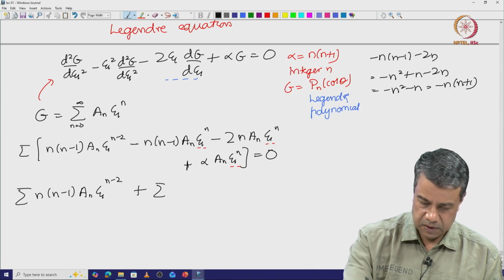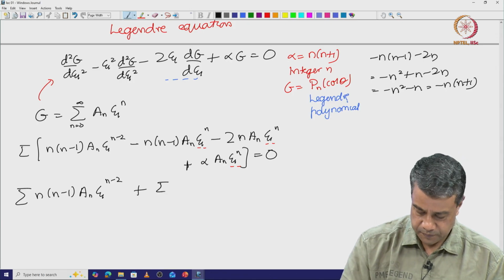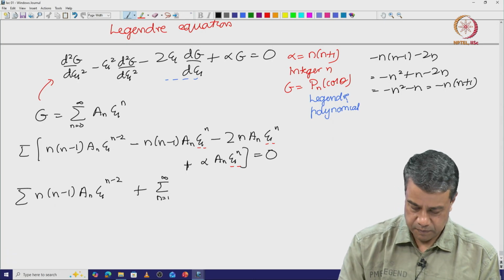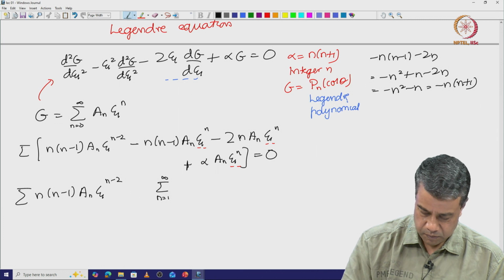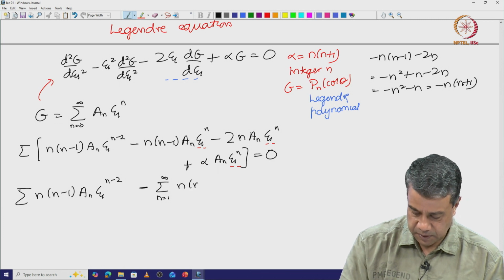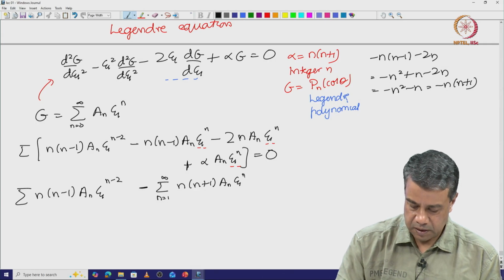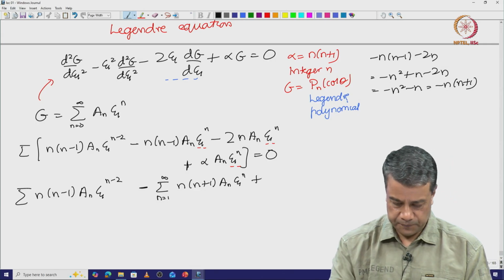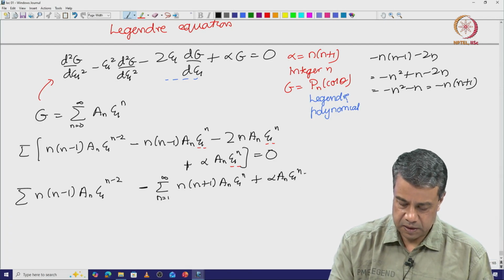And this alpha should have a positive sign in it. So, minus n into n plus 1 a n psi power n plus alpha a n psi power n, this is equal to 0.